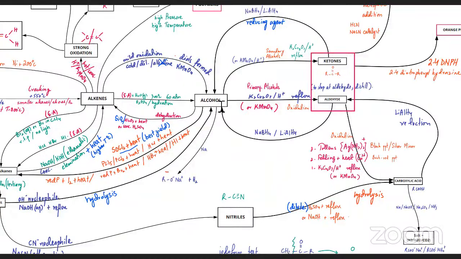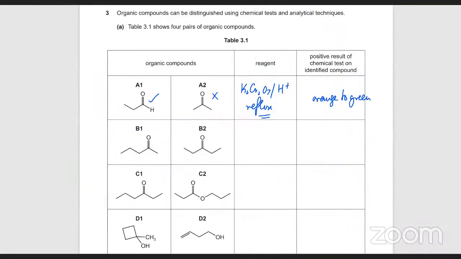So primary alcohol turns to aldehyde. Aldehydes turn into carboxylic acids. Secondary alcohols turn into ketones. Ketones don't get further oxidized. So aldehyde और ketones में ये major फर्क है, difference है.